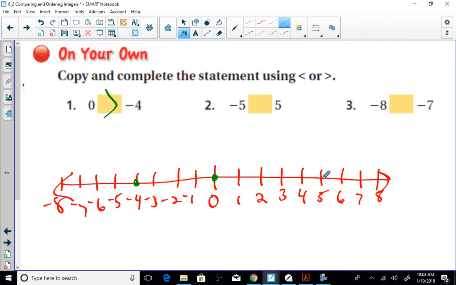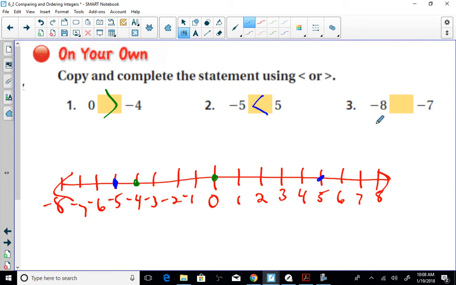Negative 5 and 5. Here's 5. Here's negative 5. Negative 5 is to the left of 5. So that means it should be less than. Negative 5 is less than positive 5.